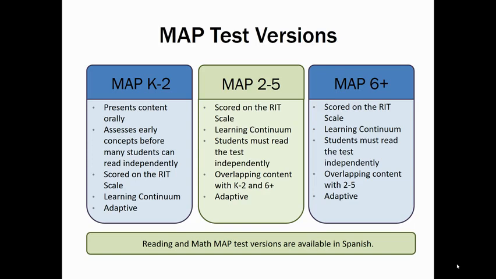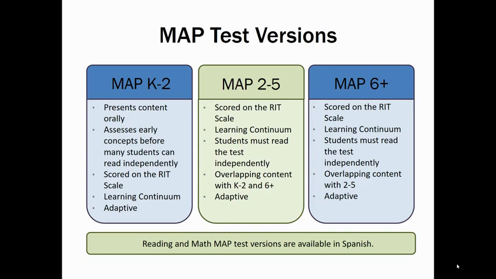K2 MAP covers the learning continuum at the lowest end of the RIT scale. K2 MAP is adaptive, so no matter what the grade level of the student, the content will adapt down to kinder and pre-K concepts when available, and will adapt up to 2nd and 3rd grade concepts where needed.